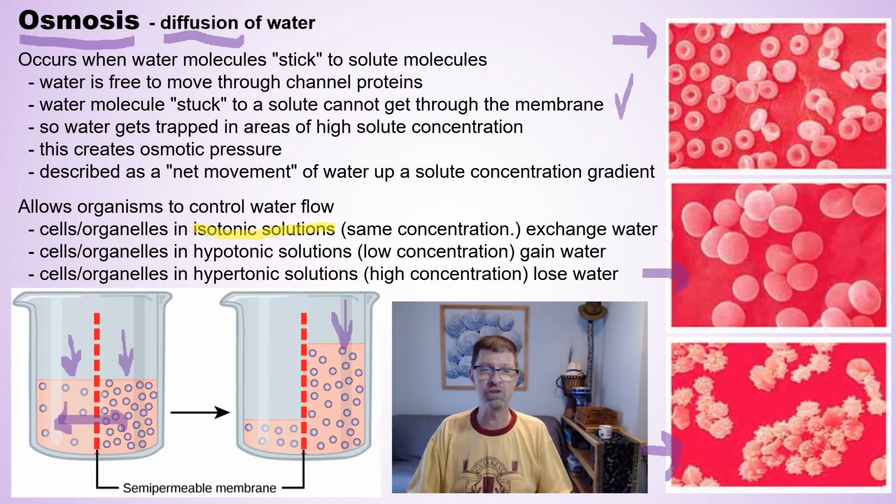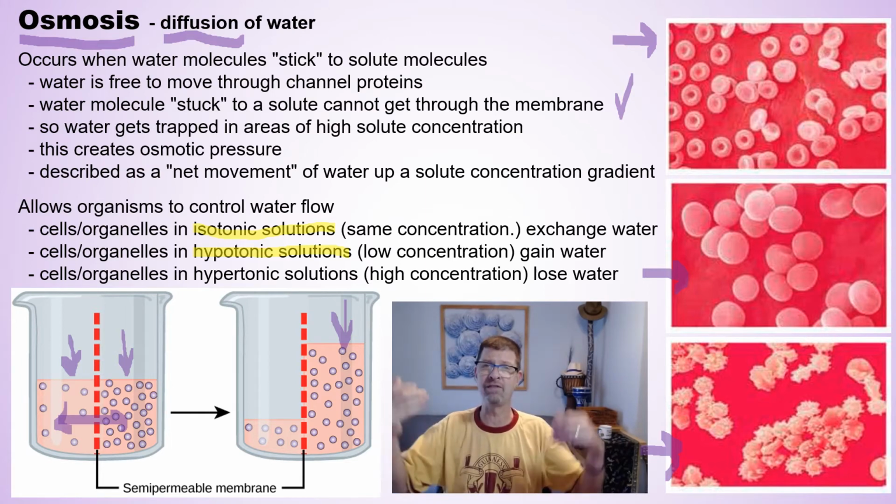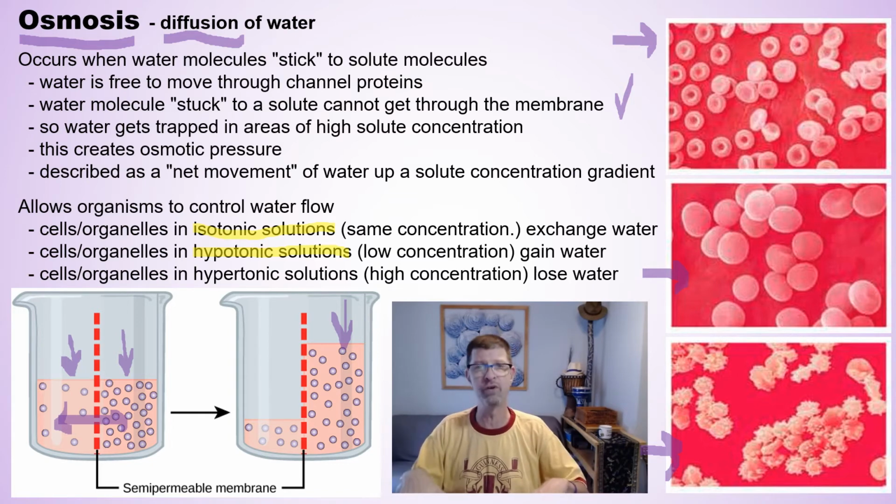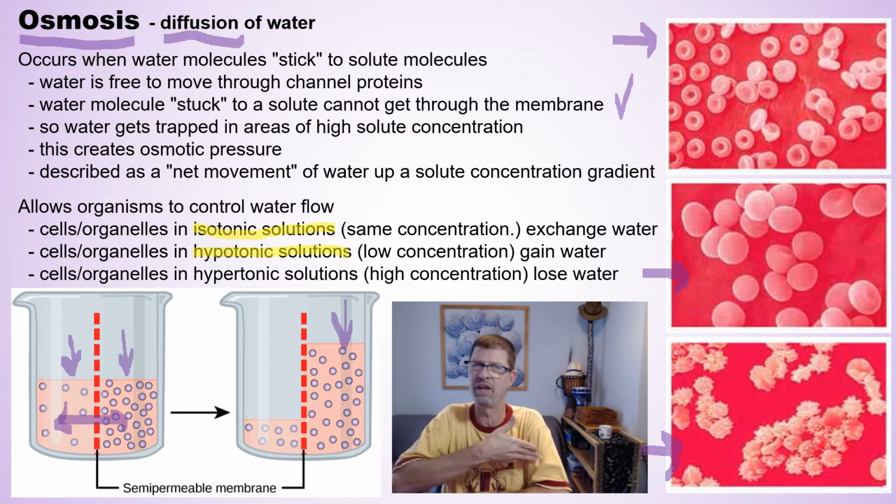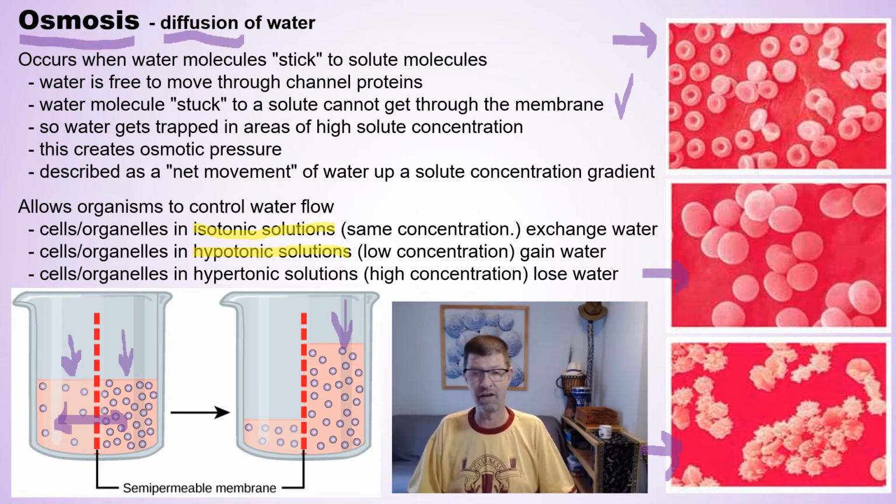The next type of solution is a hypotonic solution. Hypo means underneath. Hypothermia is getting too cold. You're getting under the temperature you should be. A hypodermic needle is a needle that goes under your skin. So hypo is under. Hypotonic means it has less stuff dissolved in it than the alternative. And so when we drop cells or organelles into a hypotonic solution, they tend to gain water. That's what's happening in this situation over here with the plump red blood cells.